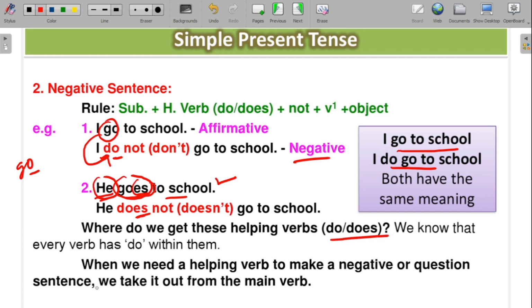That means every verb has do within it. When we need it to make a negative sentence or interrogative sentence, we bring it out and use it as necessary. Okay? Now, let's go to the next slide.